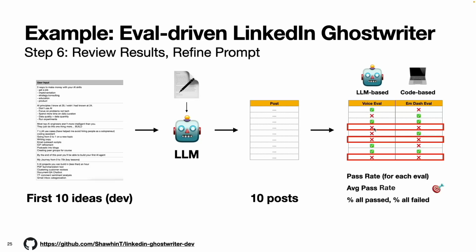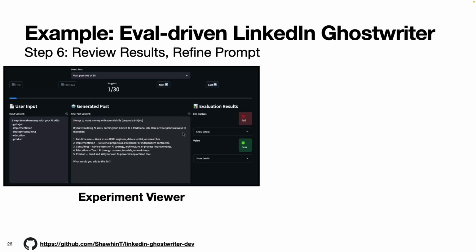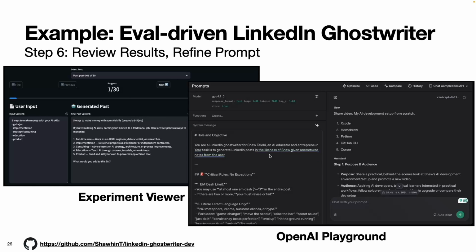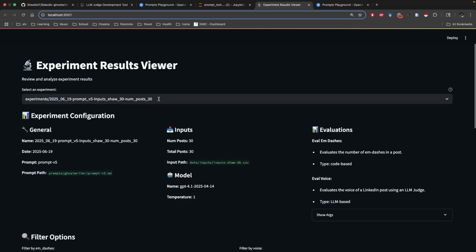The way I did it is I looked specifically at the posts that failed both sets of evaluations, and then I went back and refined the LinkedIn Ghostwriter's prompt to avoid these mistakes in the future. And so again, I had a custom Streamlit app to help me look at the data, understand why a post was bad, and navigate it. I'll show that in a second. And then I would go to OpenAI's Playground to do meta prompting and basically ask the model to suggest improvements to the system prompt. Here's the Streamlit app for reviewing the experiment results.